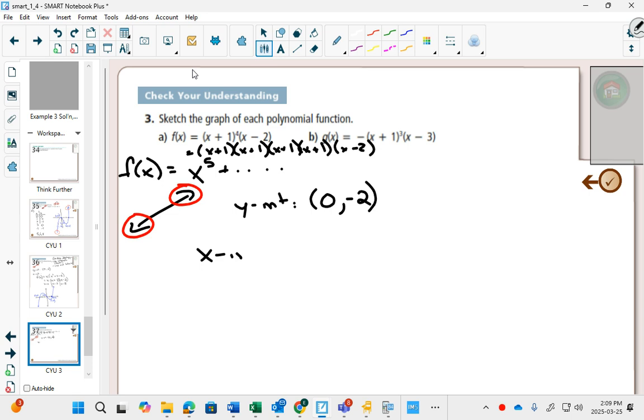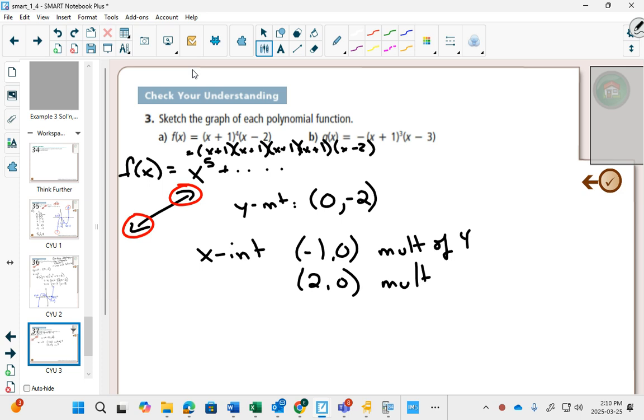In this case, in A, our x-intercepts, we're going to have negative 1, comma 0, and 2, comma 0. And this one has a multiplicity of 4, and this one has a multiplicity of 1. So how does this all come together and help us draw something accurately? Well, I'm going to start my graph here so it stays on the same page.